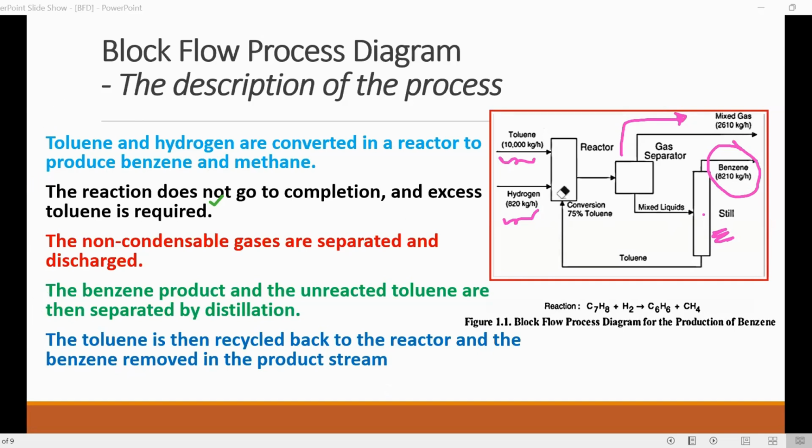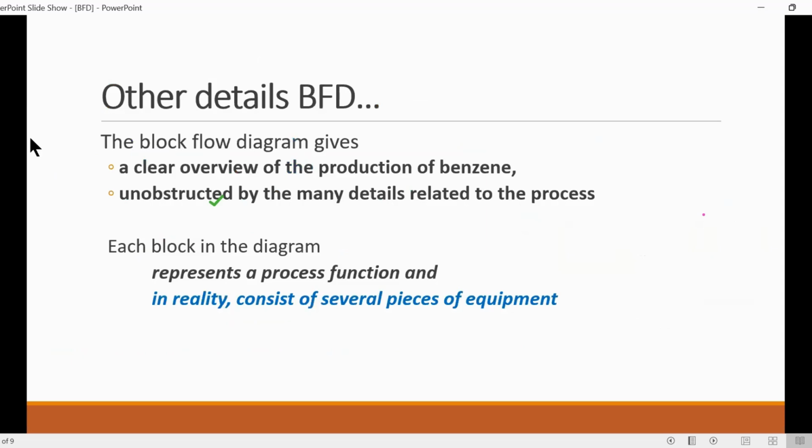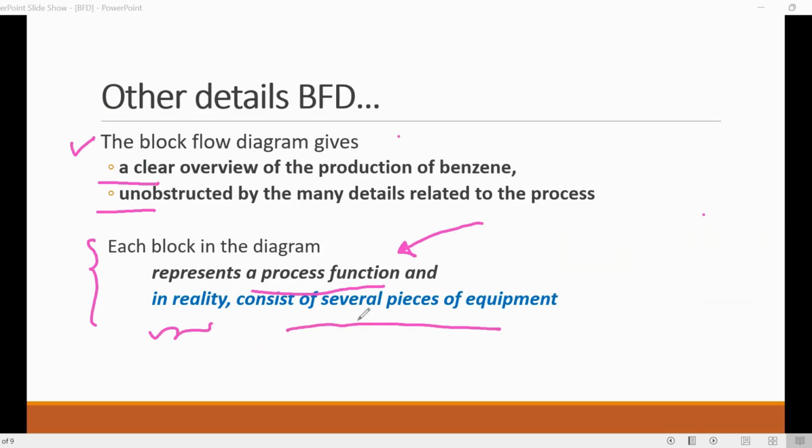Now let us go to the next section. There are certain other details of the block flow diagram. The block flow diagram gives a clear overview of the production of benzene, unobstructed by the many details related to the process. Each block in the diagram represents a process function, but in reality, it consists of several pieces of equipment.